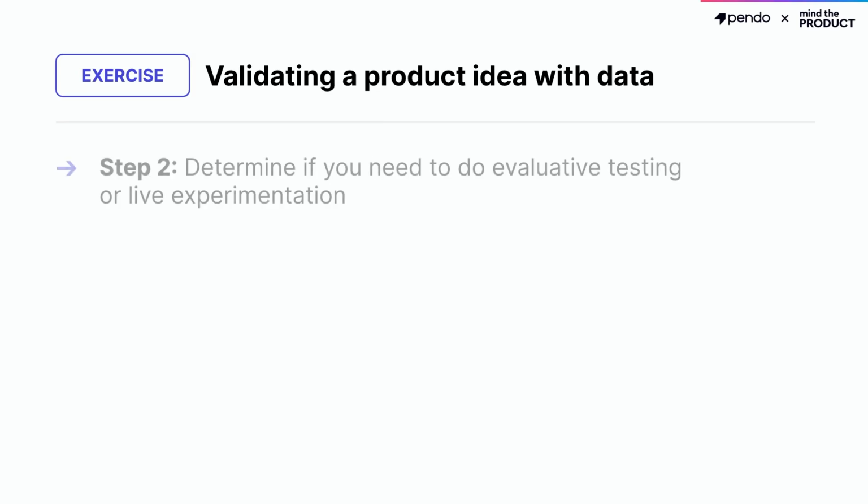If you want to go the route of experimentation, start by determining if you need to do evaluative testing or live experimentation. If you haven't built anything yet, you'll go with the former. If you have built something already that you want to test, you'll likely go with the latter.